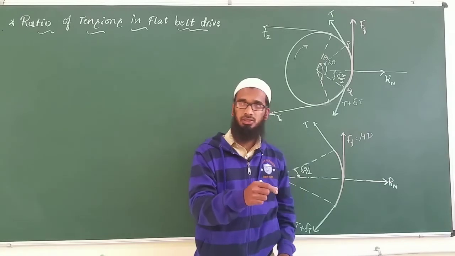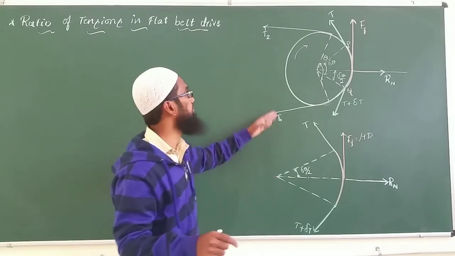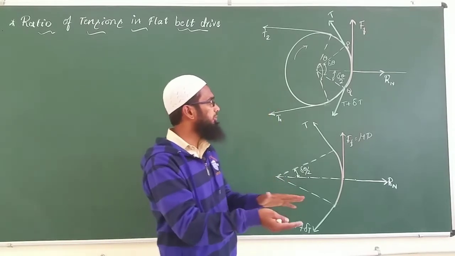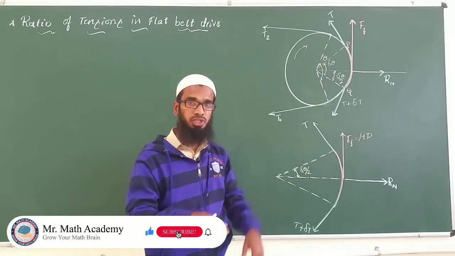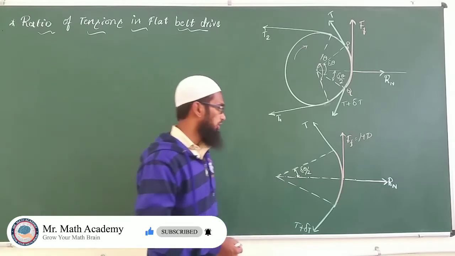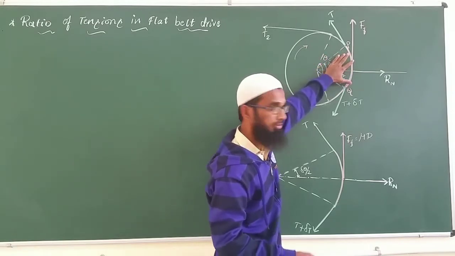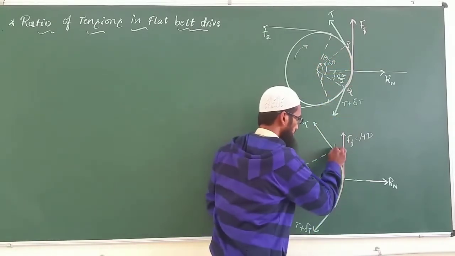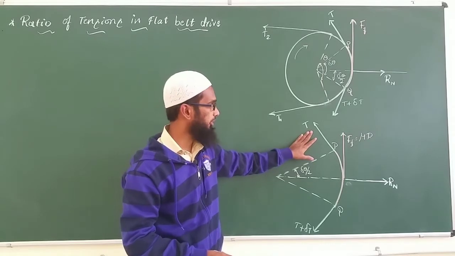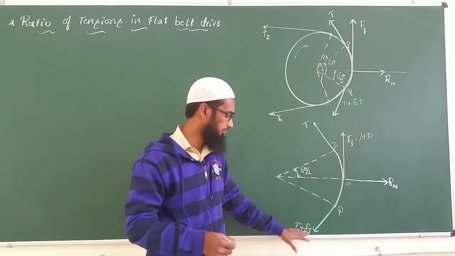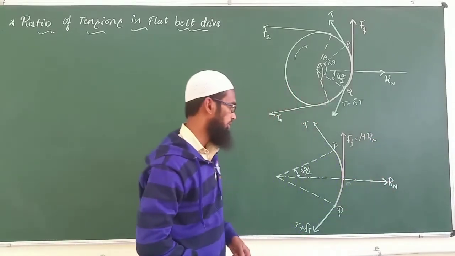Now by using these parameters, we will try to find the ratio of T1 versus T2. Let us look at what the forces are here. I have taken only this part of the member. I will write P here, and this will be Q. This is the tension T at point P, and T plus dou T is the tension at point Q. This is the frictional force and this is the normal reaction.